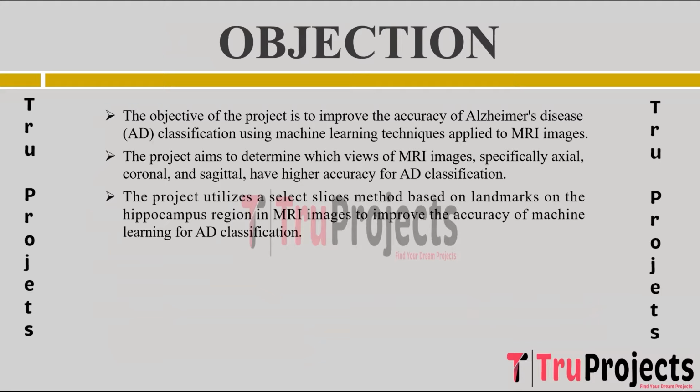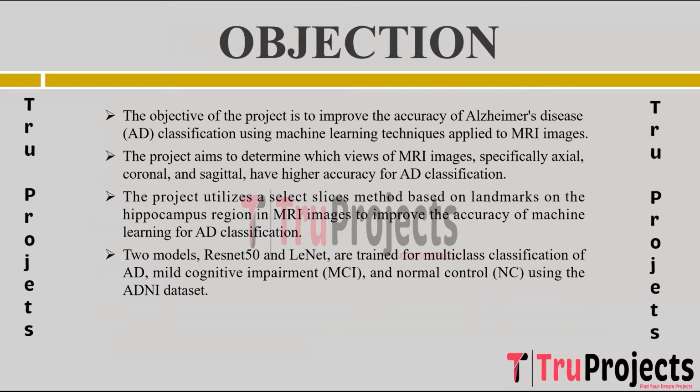The project introduces a novel approach known as the Select Slices method, focusing on specific slices from MRI images that contain landmarks on the hippocampus region. This method targets key brain regions associated with AD pathology. By isolating these regions and using them as input for machine learning algorithms, the aim is to enhance accuracy by excluding irrelevant features present in entire MRI scans.